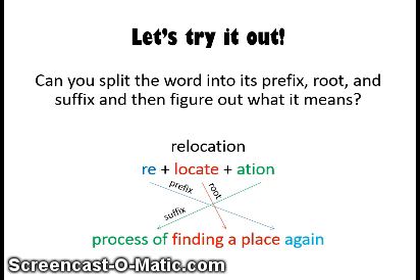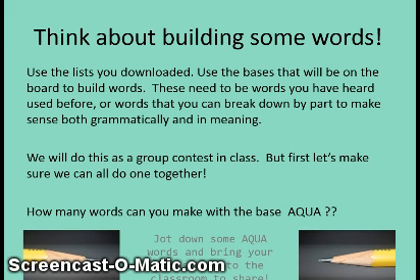Did you come up with the process of finding a place again? Hopefully that's what you found. Notice the prefix crossed, the suffix crossed, the root stayed in the same place this time, right in the middle where it belongs. Okay, so not bad. Pretty easy, right?